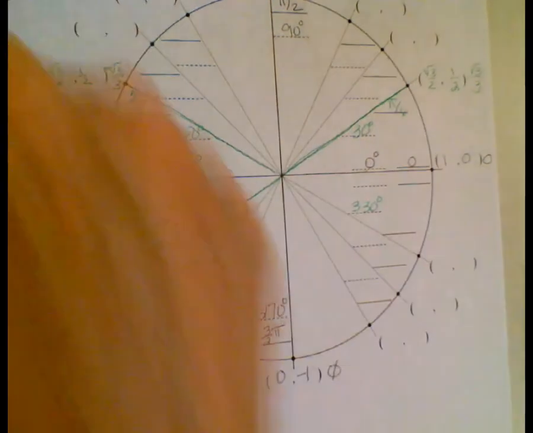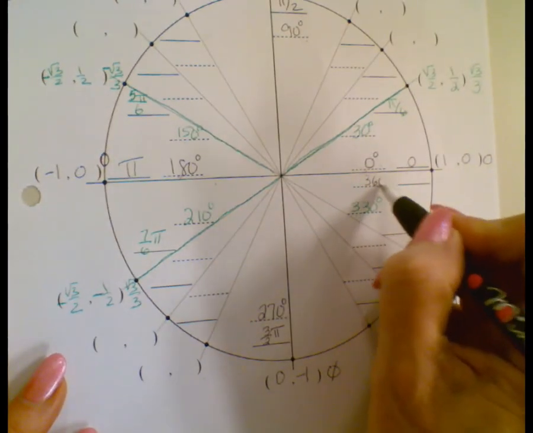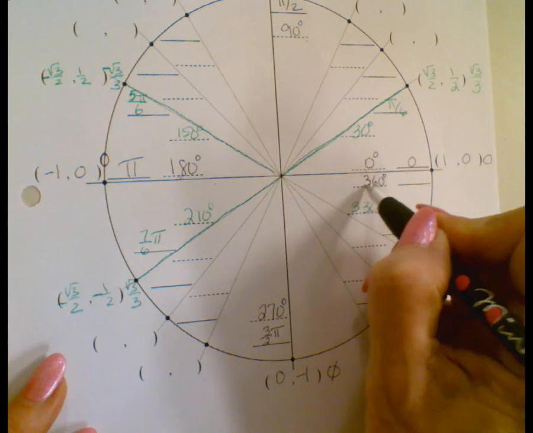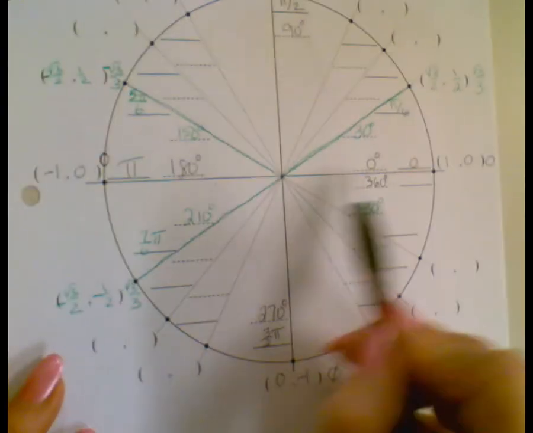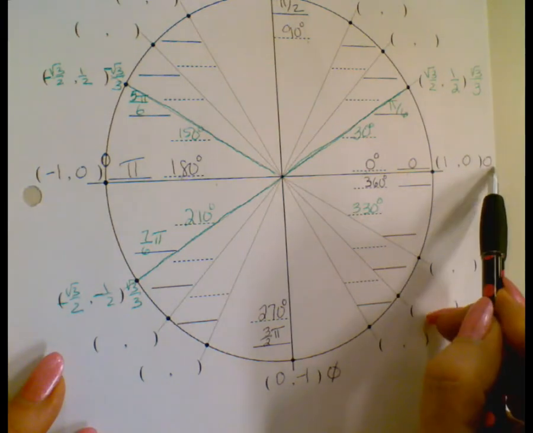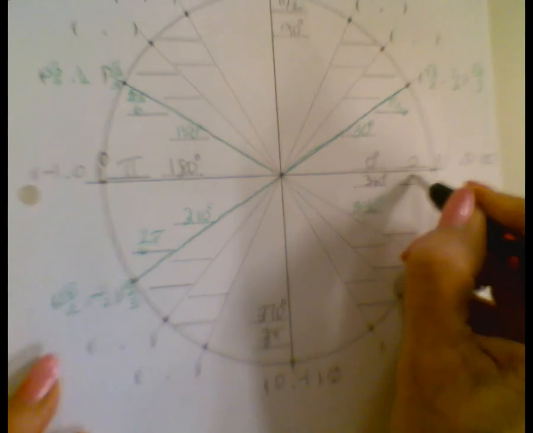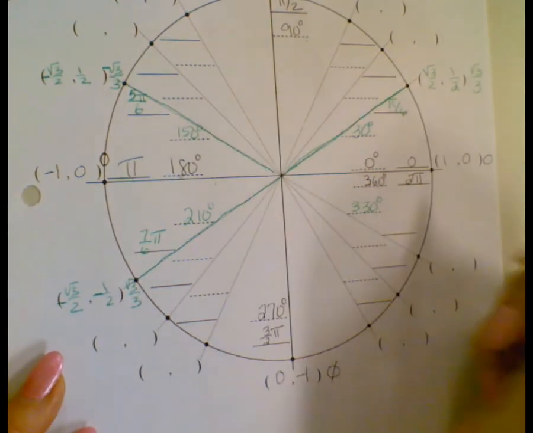The one that we didn't do, I'm going to change back to black. That 0 is also 360. Can we go ahead and fill in 360? I forgot to do that at the beginning. 0 and 360 are on the same line. 0 and 360 have the same ordered pair: 1, 0, 0. What is 360 in radians? 2 pi. Write that in there.